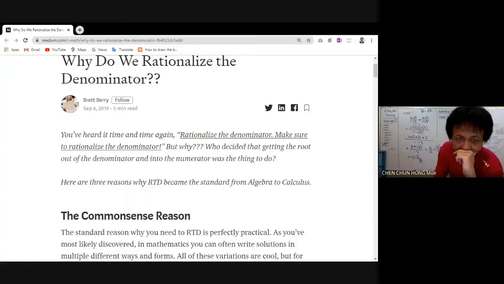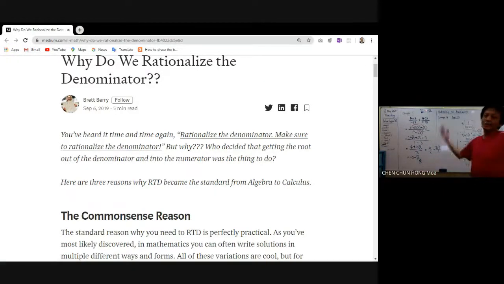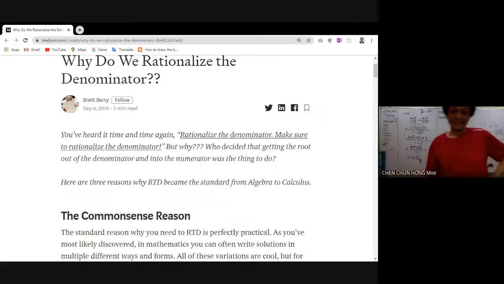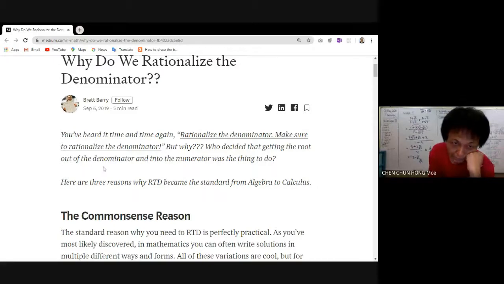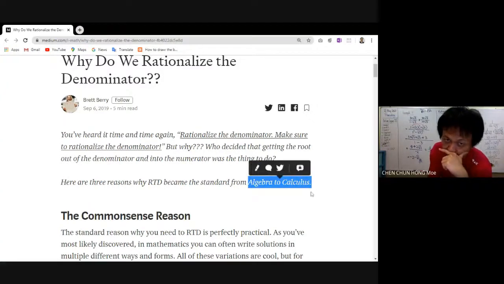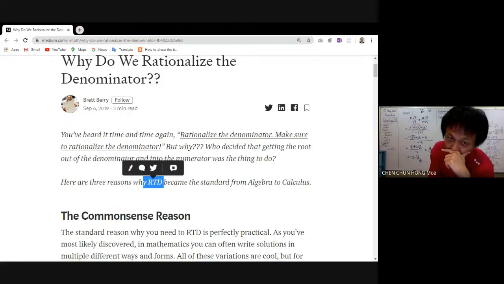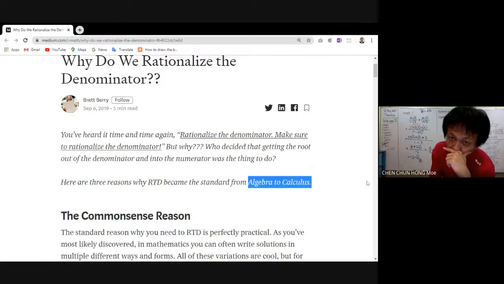You see here, you have heard it time and time again, RTD, make sure to rationalize the denominator, but why? Now, who decided that getting the root out of the denominator and into the numerator was the thing to do? I think that's what we experienced earlier, kan? We get rid of the root, the radical symbol from the denominator, but it ends up in the numerator. Right? It's like we kick our problem and then it goes away to someone else's problem. Right? So now, here are three reasons why RTD became the standard from algebra to calculus. Meaning it's everywhere, actually, in the world of mathematics, and this RTD is not something that we do in this chapter only. Yeah? So in future, we'll be doing more of this RTD everywhere.